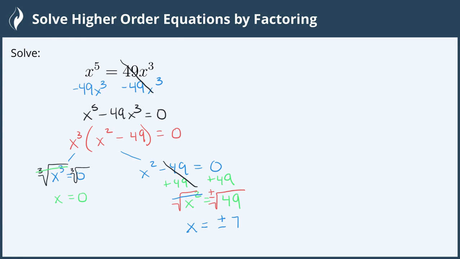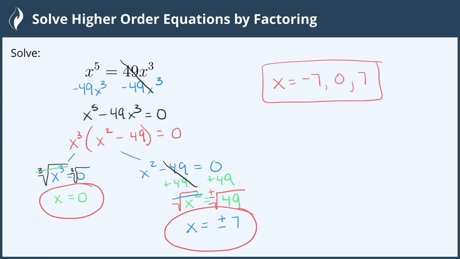And now we can just list all of our answers. We have x equals 0 and x equals positive and negative 7. And we'll list them from low to high. So x equals negative 7, comma 0, positive 7. And now we're all done.